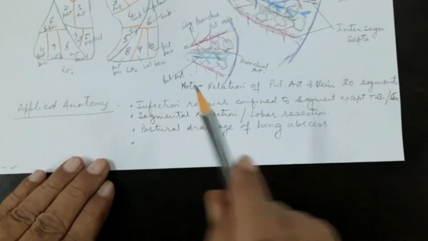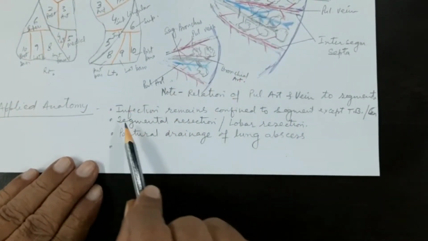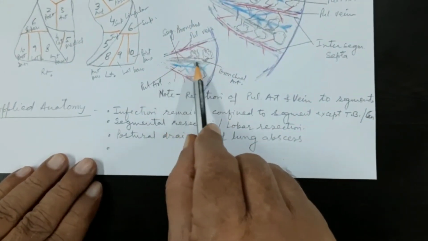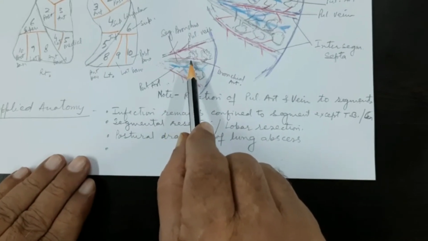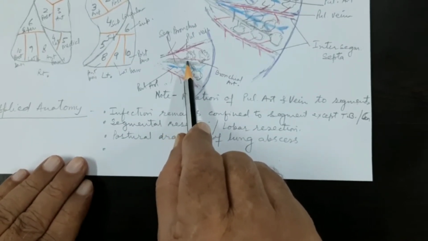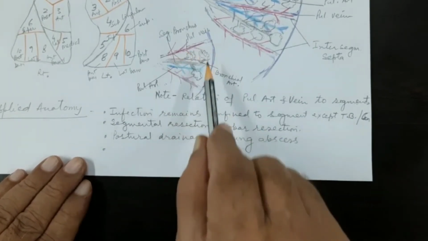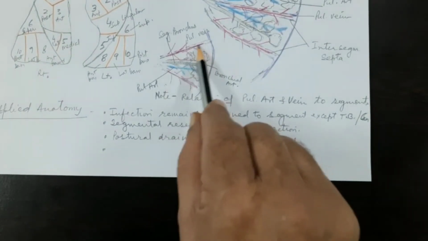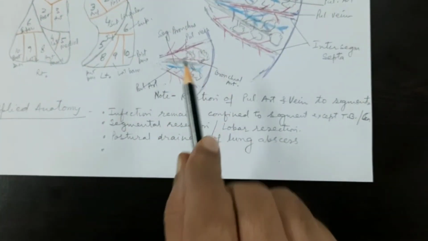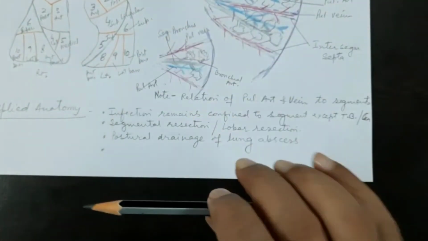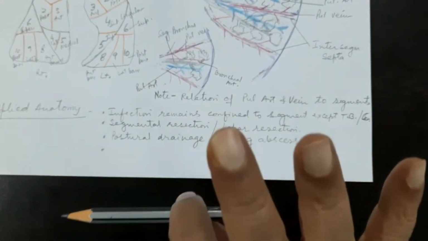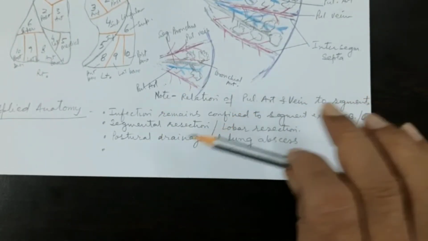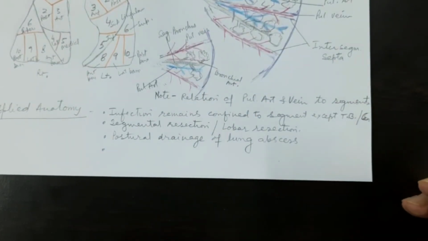Now applied anatomy is important because if any infection takes place within a segment, naturally the infection will be brought by this tertiary bronchus, or the segmental bronchus, through the air. Mostly this happens, and this infection will for a long time be confined within a segment. It will not go to the neighboring bronchopulmonary segment. So that is the utility: it limits the infection from spreading to the neighboring structure.